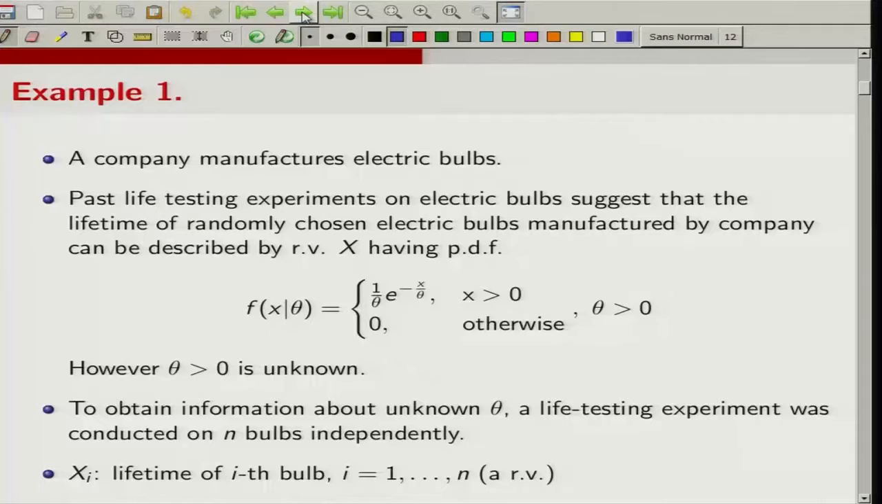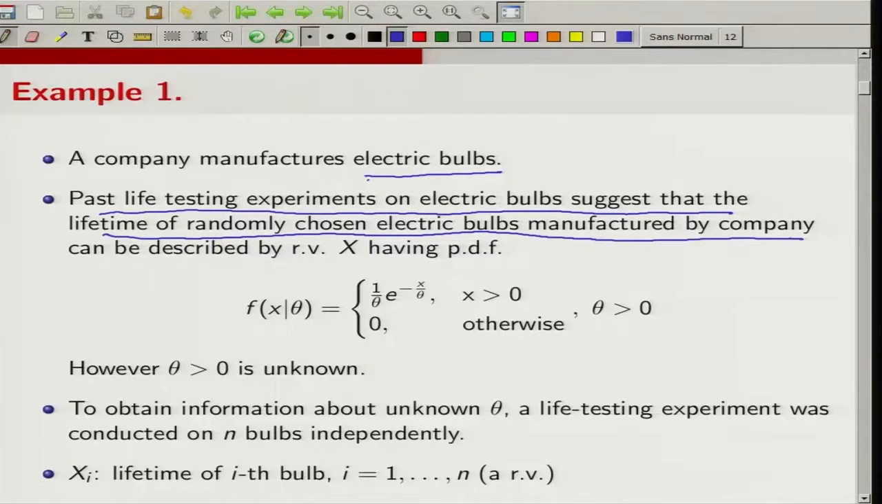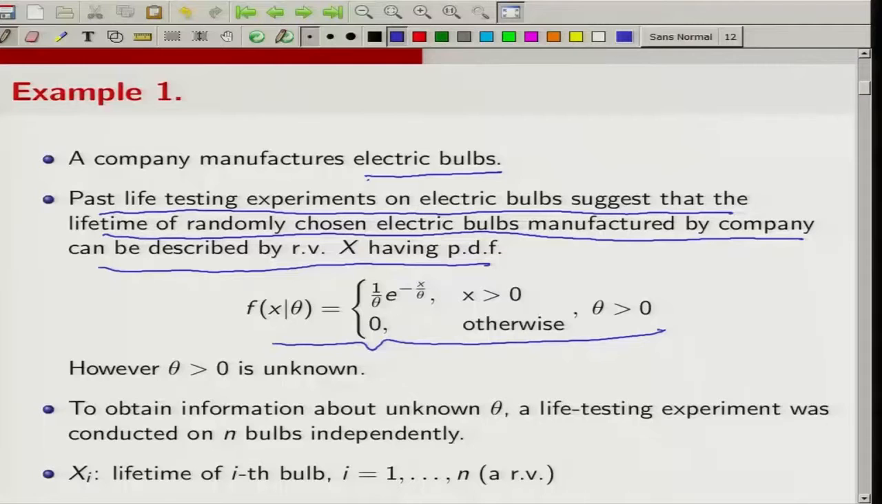To see why such a situation would be useful, suppose you have a company which manufactures electric bulbs. Past lifetime experiments on electric bulbs suggest that the lifetime of randomly chosen electric bulbs manufactured by the company can be described by a random variable X, which has a PDF of the following form: f(x | theta) = (1/theta) e^(-x/theta) for x > 0, and 0 otherwise. However, this parameter theta > 0 is unknown.